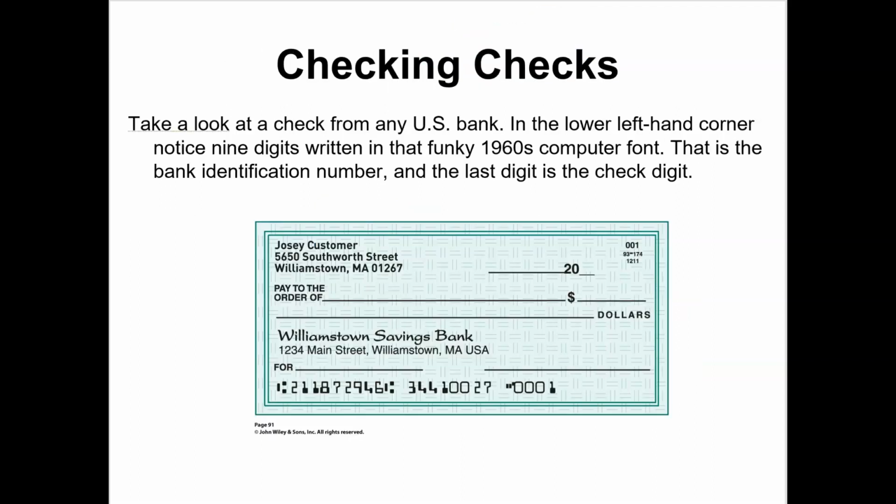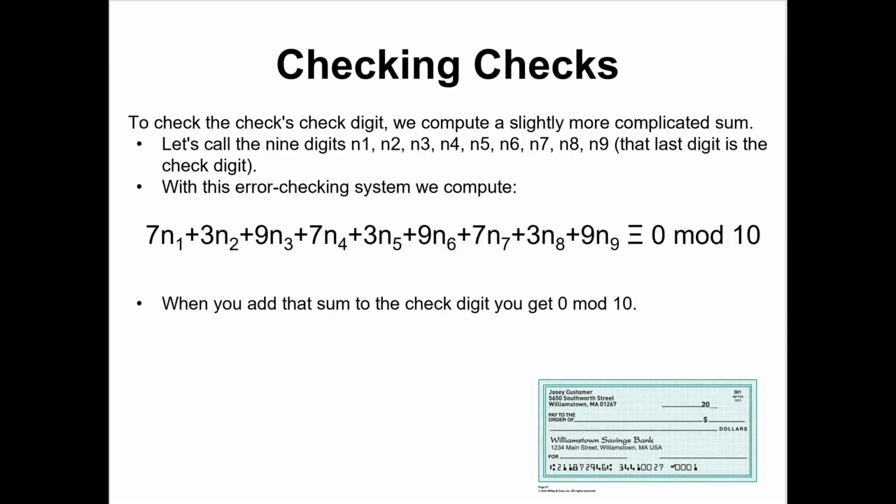If you were to look at a check from any U.S. bank, in the lower left-hand corner, you've got 9 digits. That is the bank identification number, but the last digit is a check digit. So 1, 2, 3, 4, 5, 6, 7, 8, 9. That last digit is the check digit. So you've got 9 digits, and it's a little bit more complicated formula to figure it out.